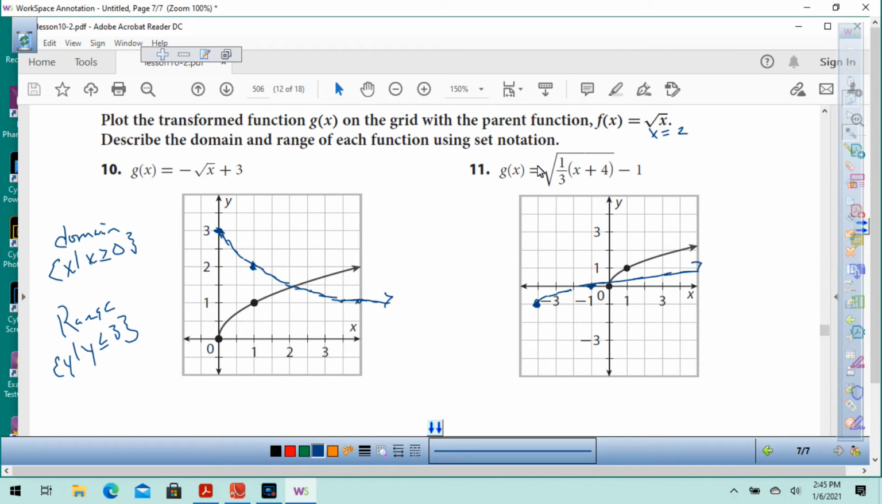So what do we got? Our domain, since h is -4, our domain is going to be x such that x is greater than or equal to -4. And our range, since k is -1 and a is positive, our range is going to be y such that y is greater than or equal to -1.